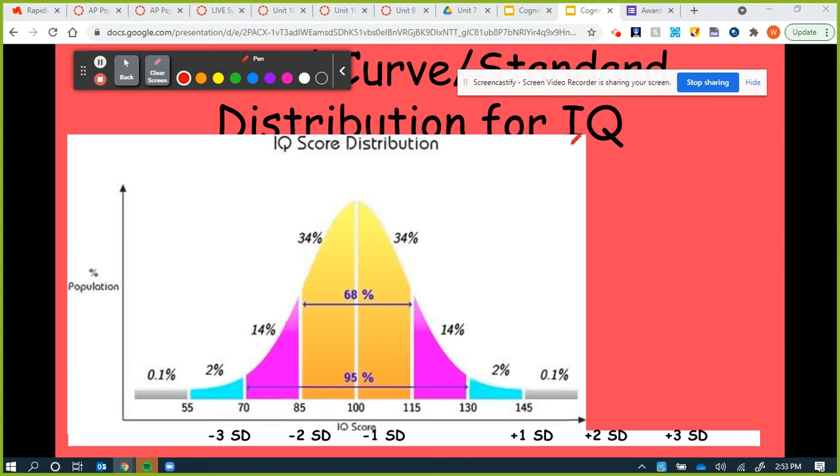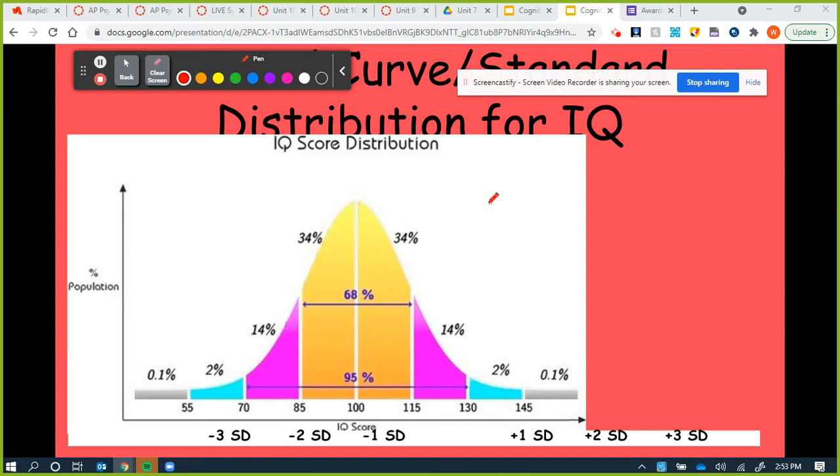The breakdown of the normal curve, these percentages here, are preset. They stay the same for every single normal curve, no matter what it is they are measuring. And what these percentages mean is the percentage of scores that on a standardized test will fall within a score range.